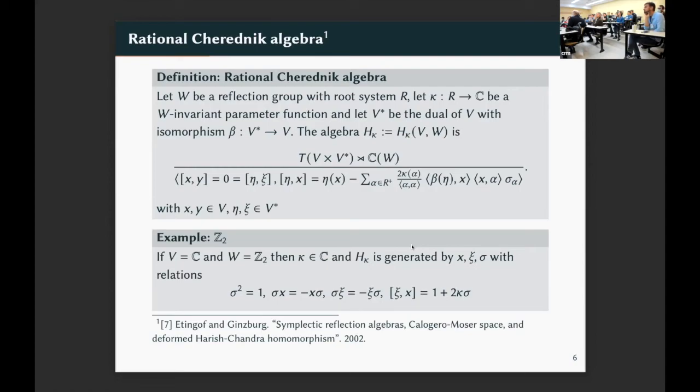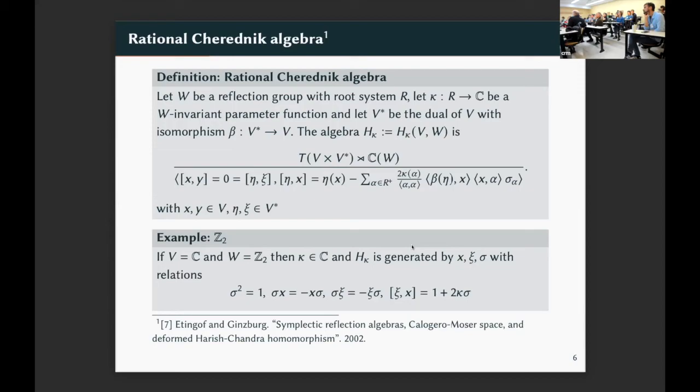Maybe a small example in Z2. If your reflection group is Z2, you are on R, then you can have a generator and relation presentation. You have only three elements, x, xi, and sigma. Sigma is the reflection. So we have sigma squared equals 1, sigma x is minus x sigma, sigma xi is minus xi sigma, and x and xi commute up to 1 plus 2 kappa.